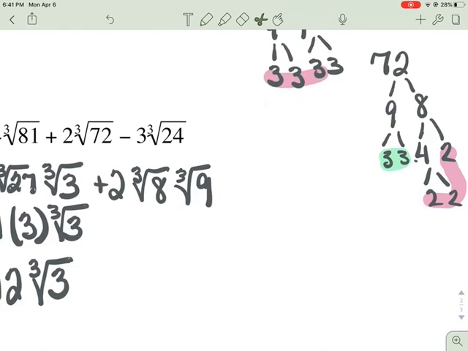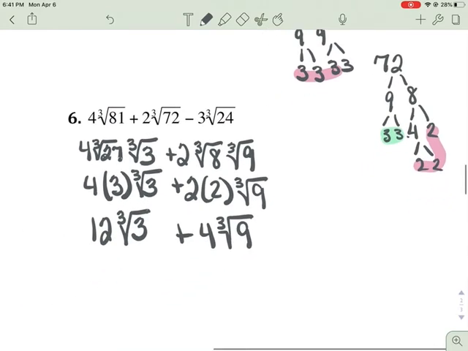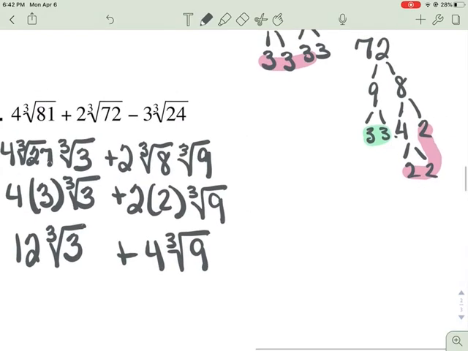Okay, this guy's getting in the way, so I'll move him up there. All right, so we get plus 2 times 2 cube root of 9, or plus 4 cube roots of 9. Well, the way it's looking right now, it doesn't seem like these guys are going to be able to be added or subtracted. So let's see what we can do with 24.